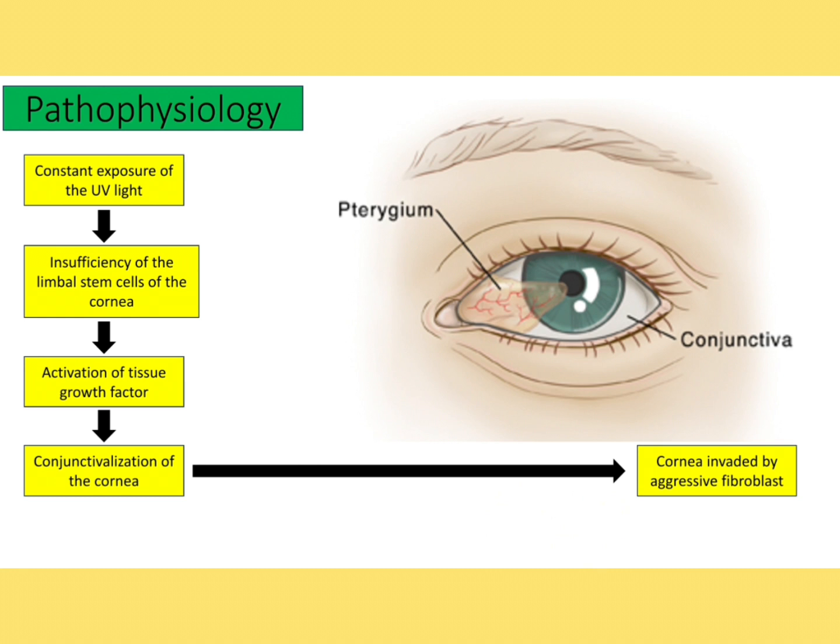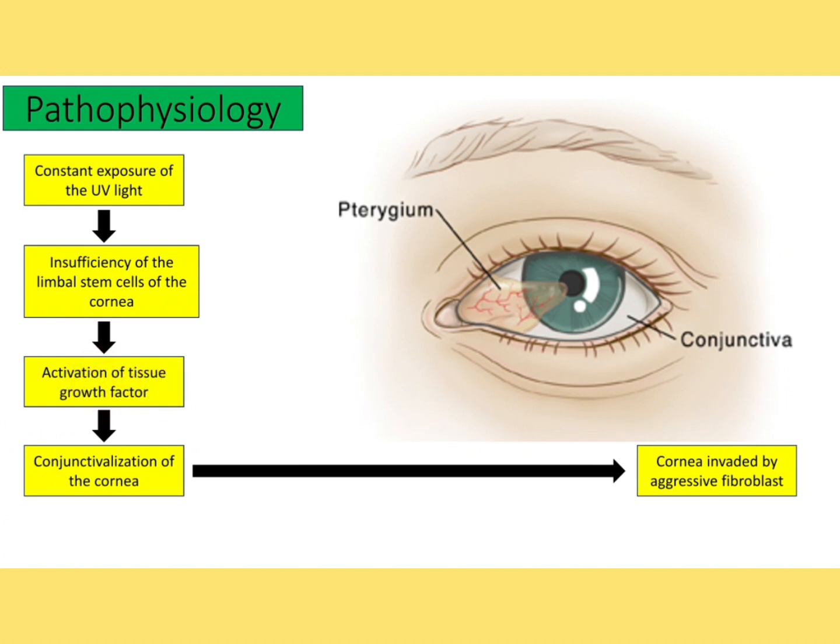Now, this is the pathophysiology of pterygium, where there is constant exposure to UV light. This leads to insufficiency of the limbal stem cells of the cornea. Because of the prolonged UV exposure, it leads to damage to the limbal stem cells, and ultimately this can lead to activation of tissue growth factor.